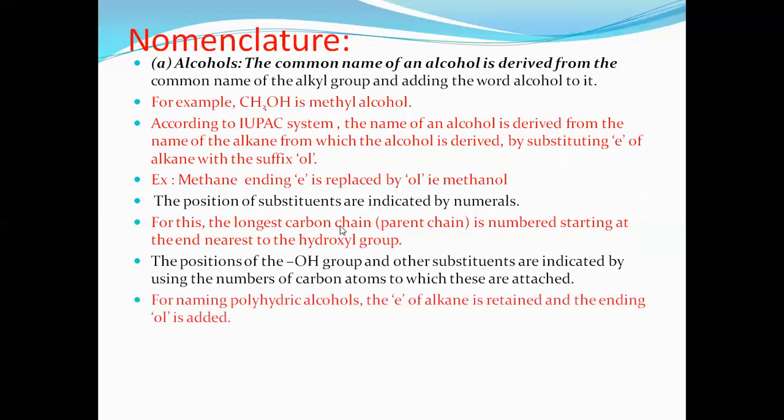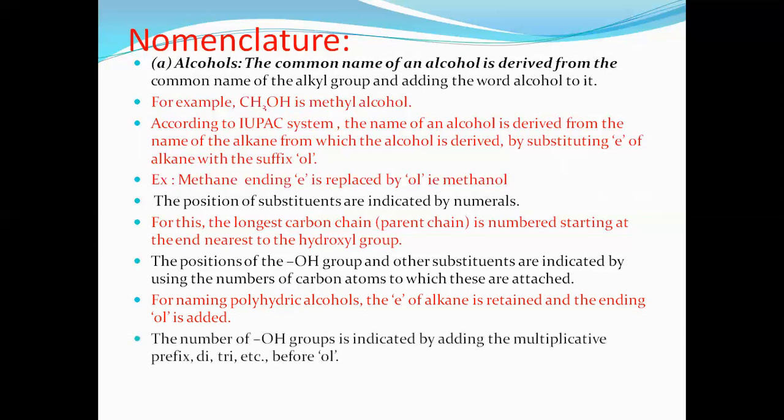For naming polyhydric alcohols, the E of the alkane is retained and the ending ol is added. Remember this, polyhydric. That means if there are 2 OH groups or 3 OH groups present, in such a case, we should not remove the E of the alkane. Suppose we have ethylene glycol. While naming, we should not remove the E of ethane, it remains as such. Then you have to give the position of the OH groups, and then name the compound.